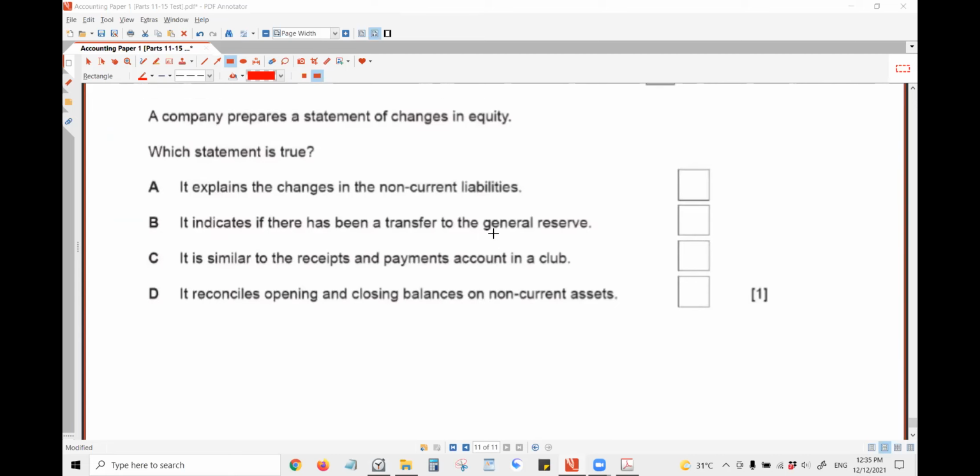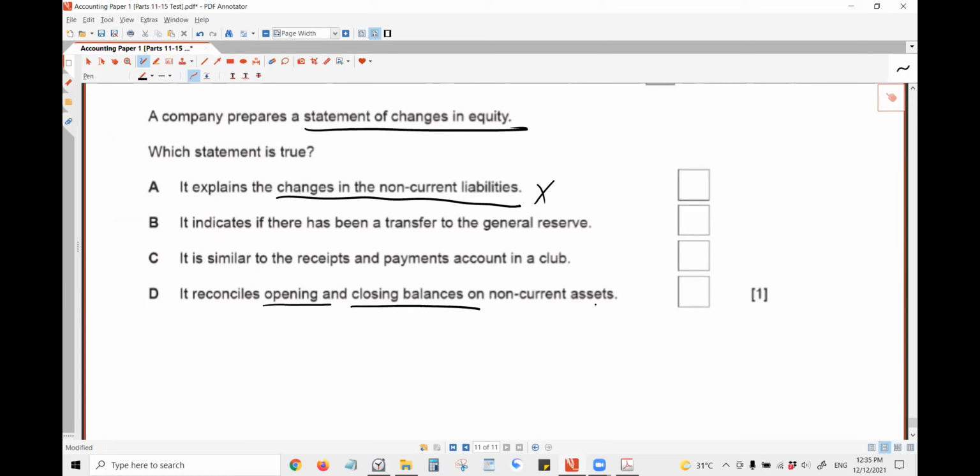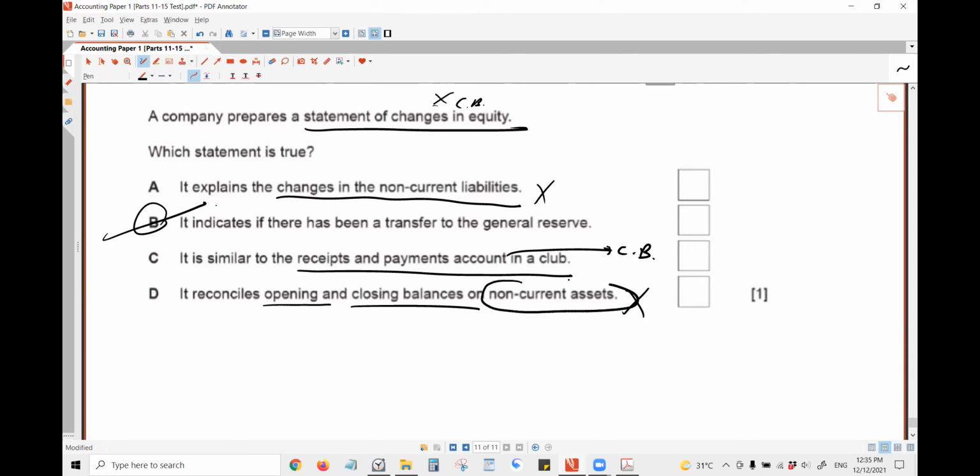Now which is the answer for this? Prepare SOCIE. Changes in NCL? No. Reconciles opening and closing balances of NCA? No. Receipts and payments account in a club? No. This is about cash book. This is not a cash book. Answer is B. Do you see NCA in the SOCIE table? No. So answer is B. Okay, so that's it for this paper.